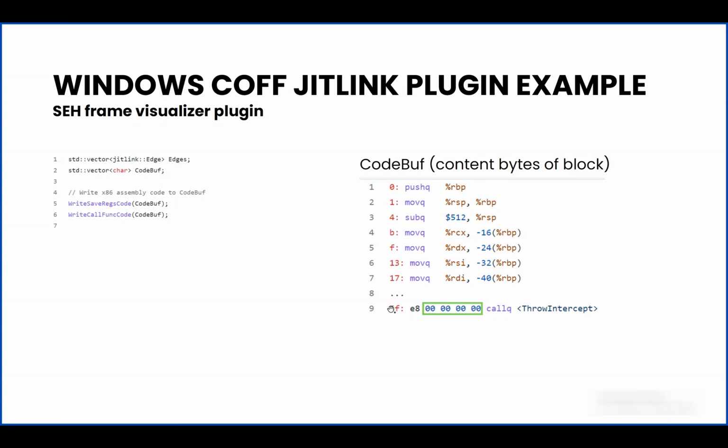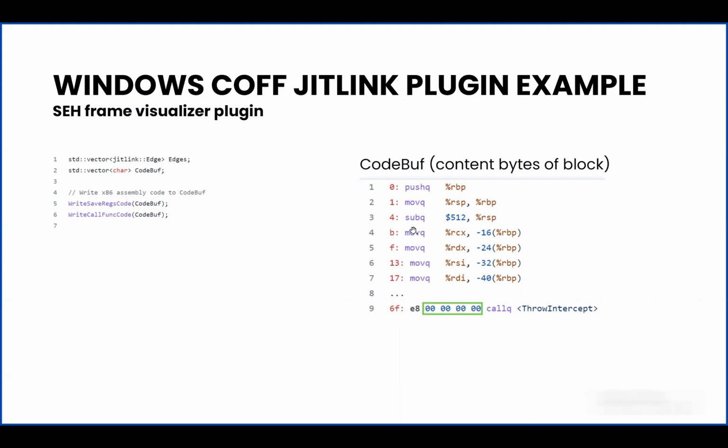What we want to do is fill this 0 with the actual displacement that points to the draw intercept function. But the problem is we don't know the address of this part right here, right? Because this code buffer is just a temporary buffer, and we don't know where this buffer would end up after all the code allocation things are done. And we don't even know the address of the draw intercept symbol either, so we can't even calculate the displacement.